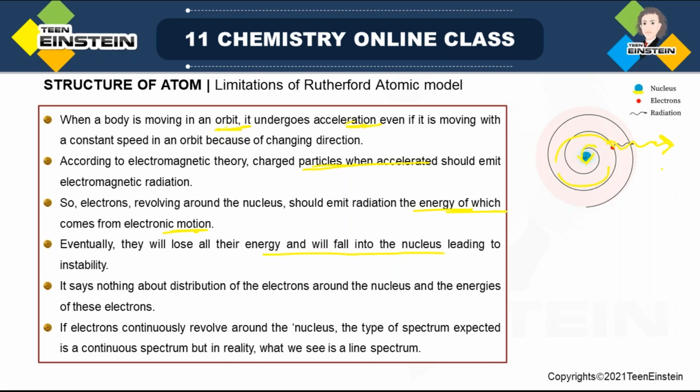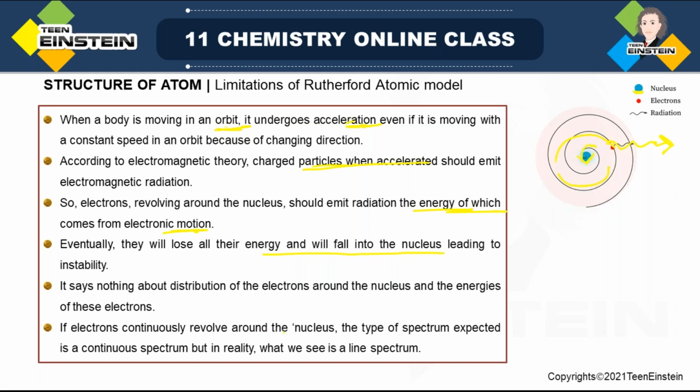There are some other points for limitations of this model. It says nothing about the distribution of electrons. It is simply saying that electrons are moving in orbits surrounding the nucleus. But what is the proper distribution of electrons around the nucleus, and what about the energies of these electrons? It is saying nothing about that.